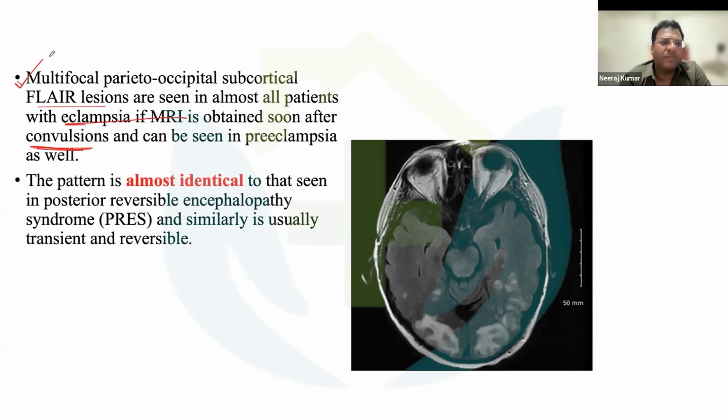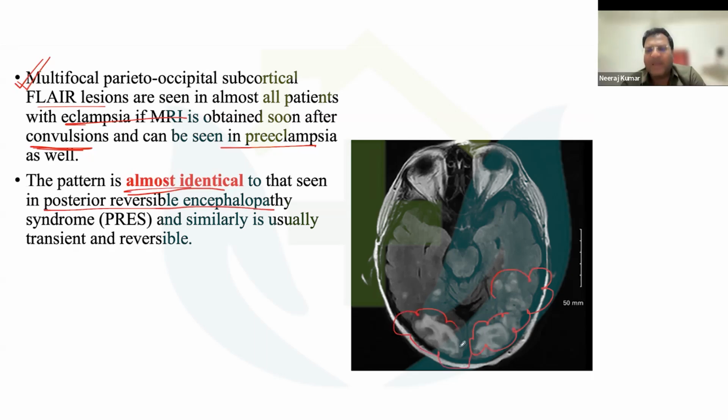this is mostly seen. Multifocal parieto-occipital subcortical FLAIR lesions can also be seen in preeclampsia, but the pattern is almost identical to what is seen in PRES. So in PRES also, posterior reversible encephalopathy syndrome, this pattern is usually seen. So you can see this parieto-occipital subcortical FLAIR lesion could be seen.